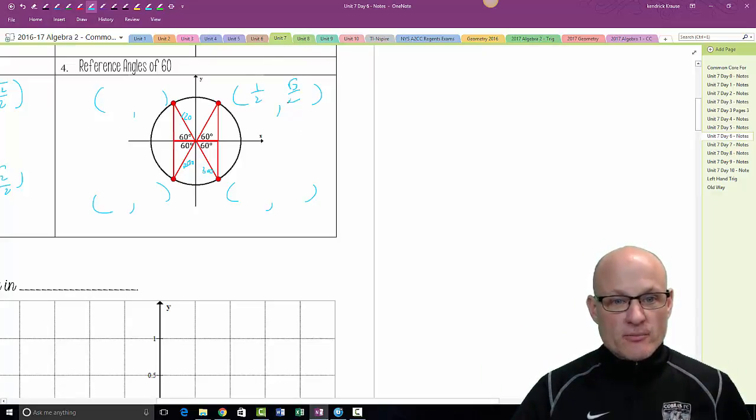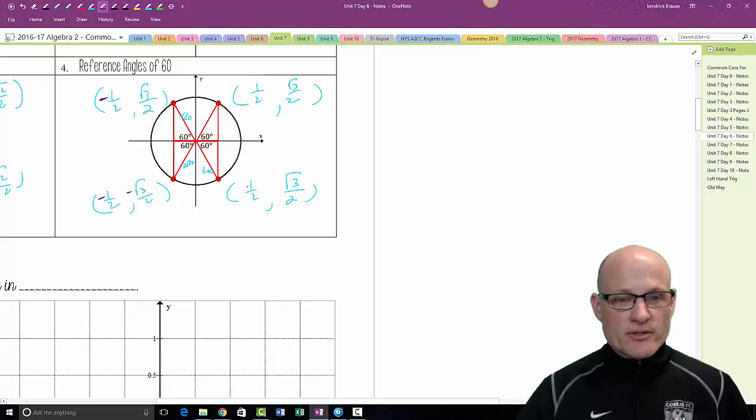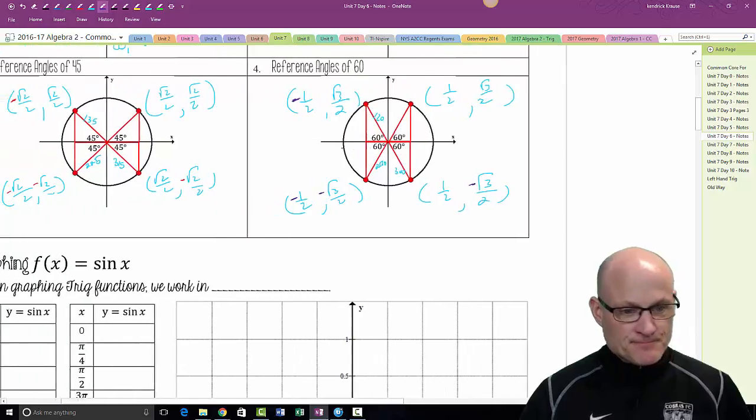So these are all going to be 1/2, square root of 3 over 2. Again, put the signs in. Over here, x is negative. Both are negative in the third quadrant, and only y is negative here. All right, hopefully you did okay on that.